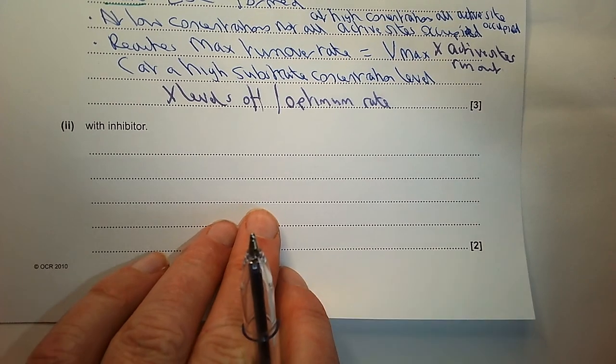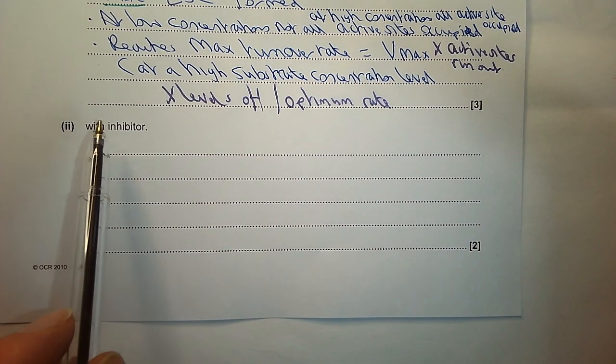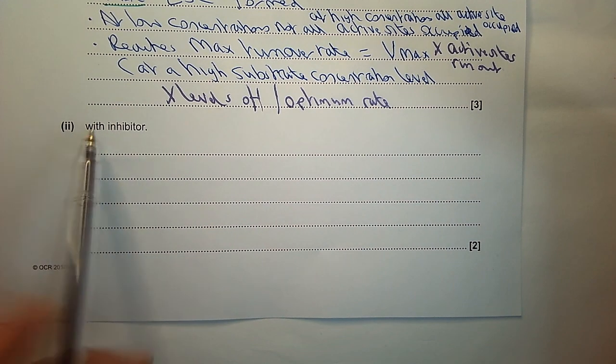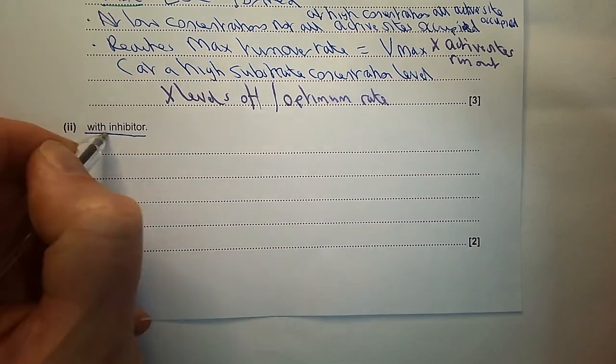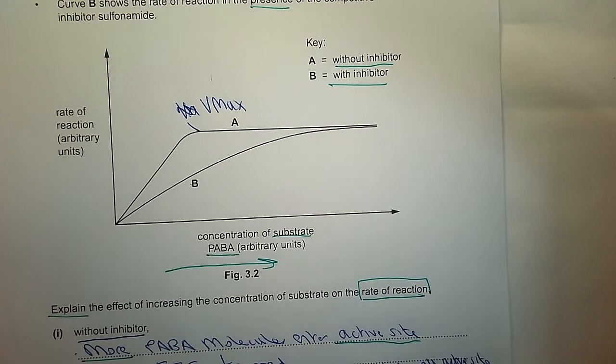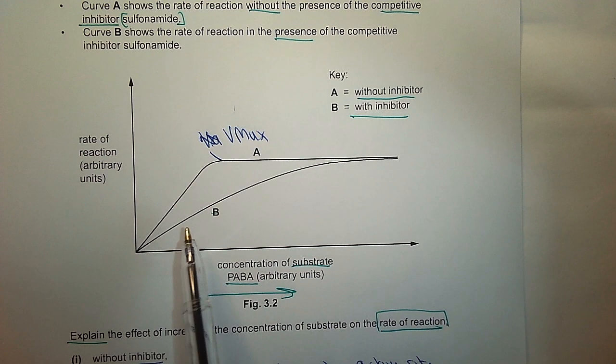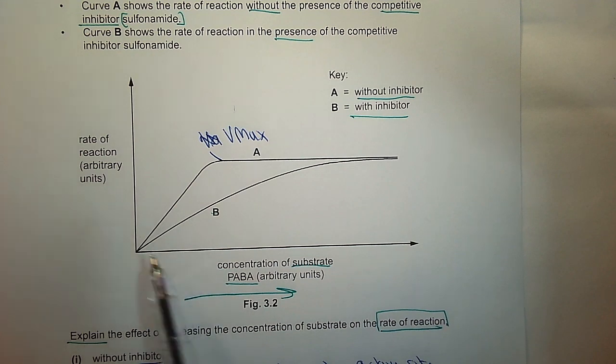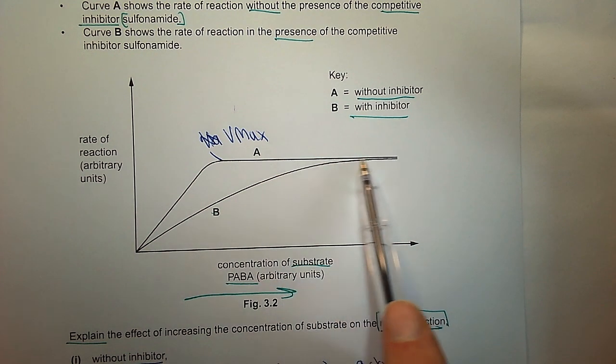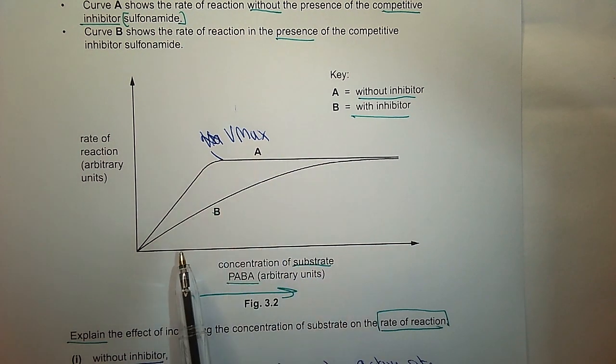Right, the next part of the question, we've got to explain the effect of increasing concentration with an inhibitor. So on the graph now, this is part B, and we can see that it's not the same line as without an inhibitor. So we've got to explain what's going on here.